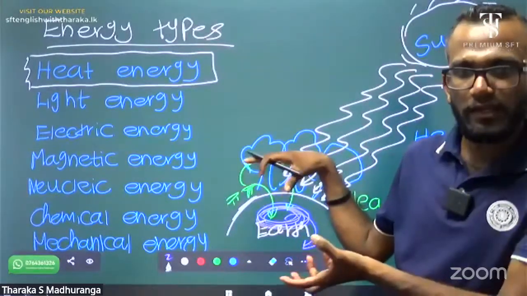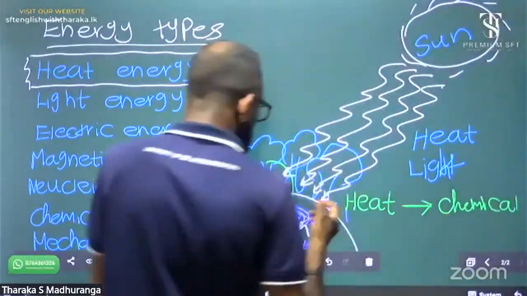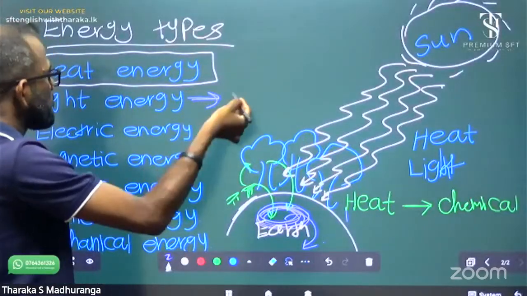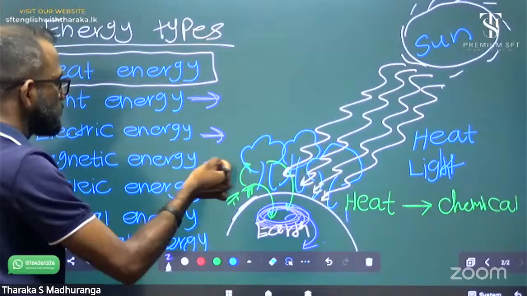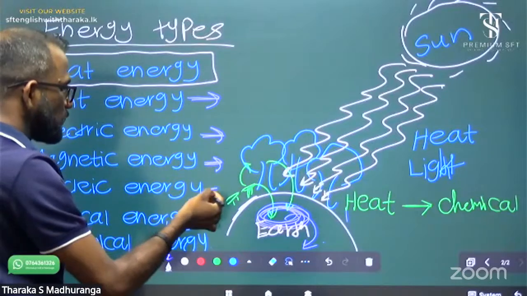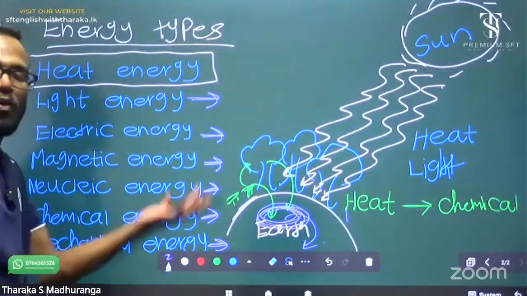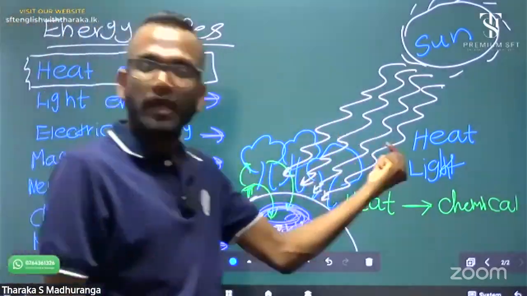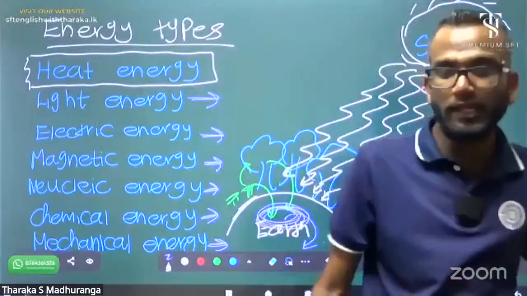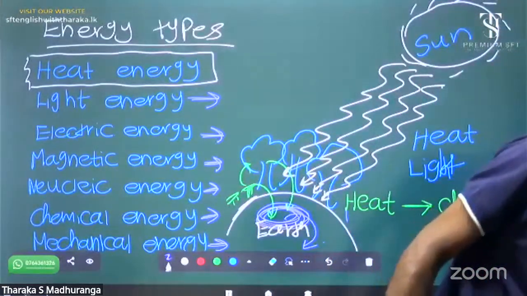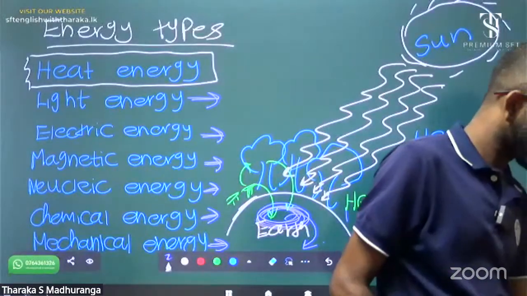Could you understand? Again, in the entire world, the different energy types remain: light energy, electric energy, magnetic energy, nucleic energy, chemical energy, mechanical energy. All energy types start from the sun. Starting from heat energy actually.